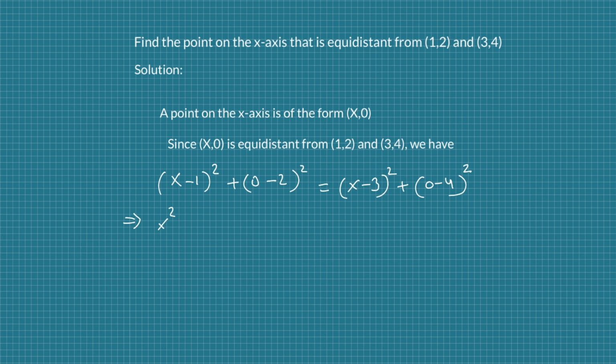Expanding (x minus 1) squared and (x minus 3) squared, and doing this arithmetic, we have x squared minus 4x plus 1 plus 4, and x squared minus 6x plus 9 plus 16, from negative 4 squared, 16.